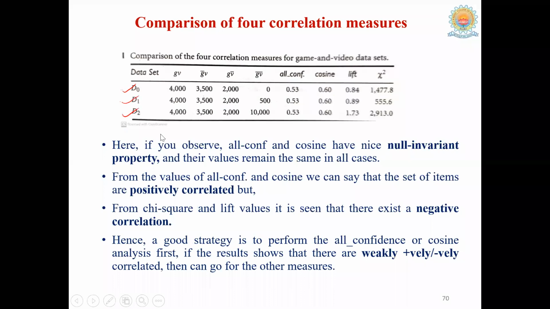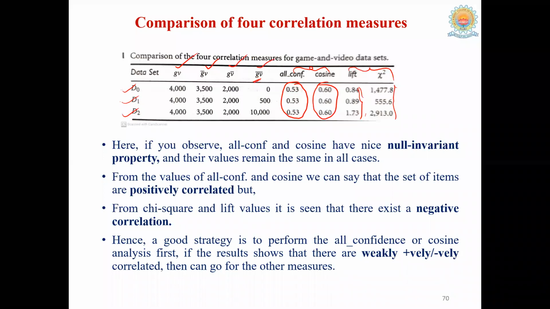And if you observe, the all confidence and cosine values for all the three data sets are the same, right? For all the three data sets, the values for these two measures are the same, whereas the values for these other two measures vary across the three data sets. Why? Because the value for the first column is the same for the three data sets, the second column is also the same, the third column is also the same, but observe the fourth column, it varies.